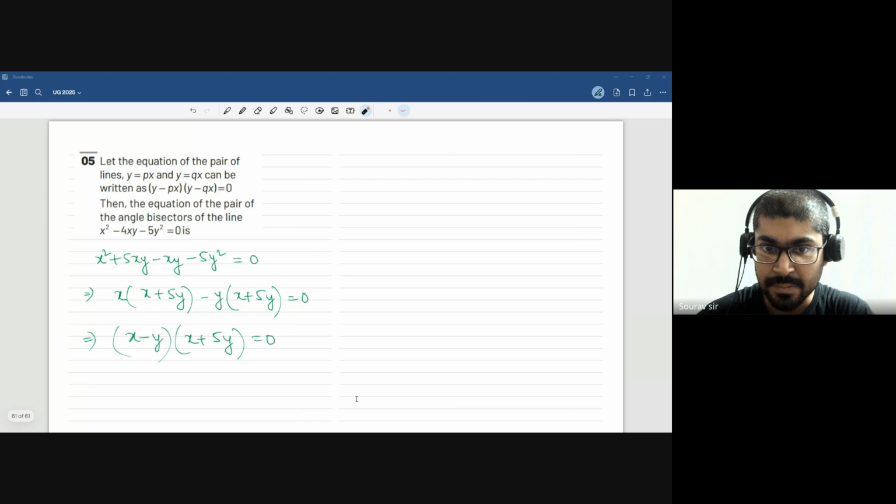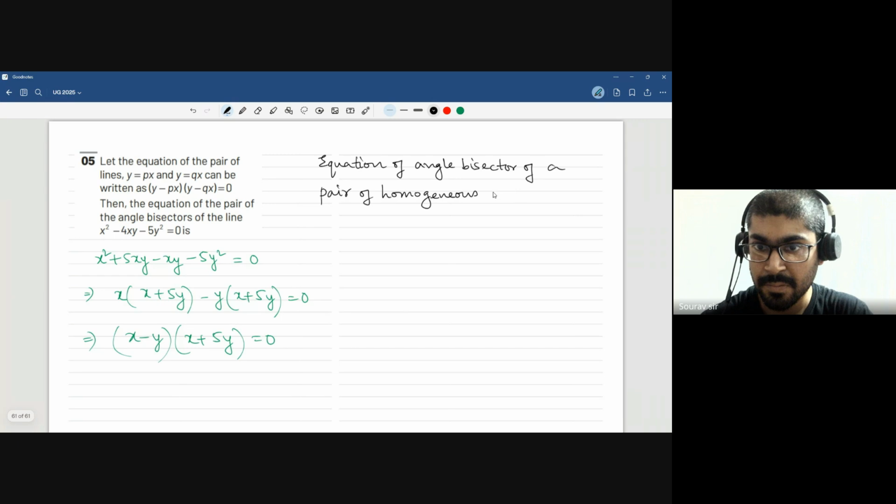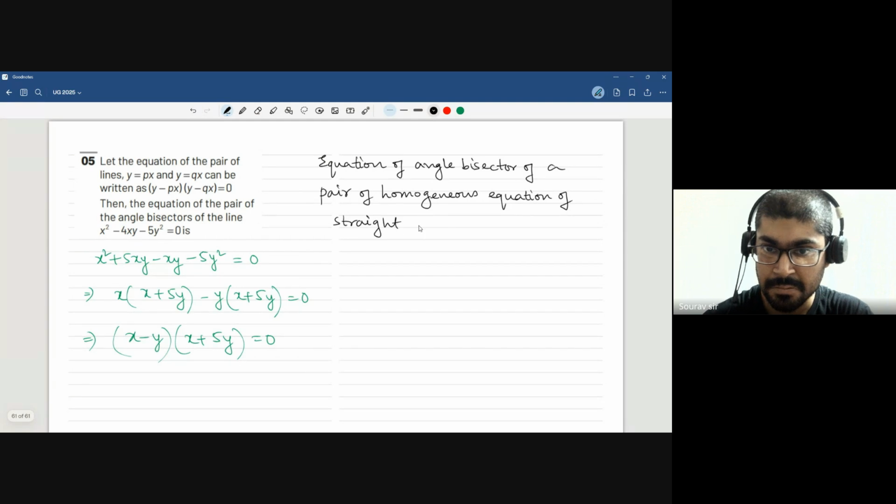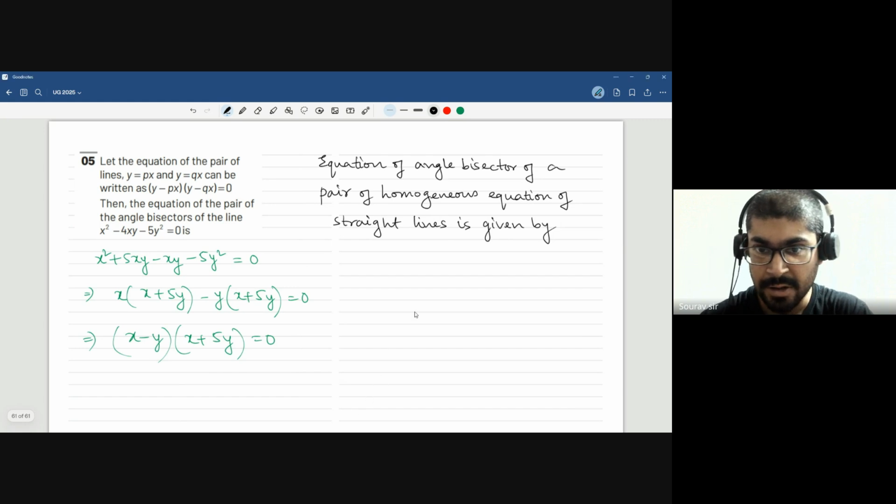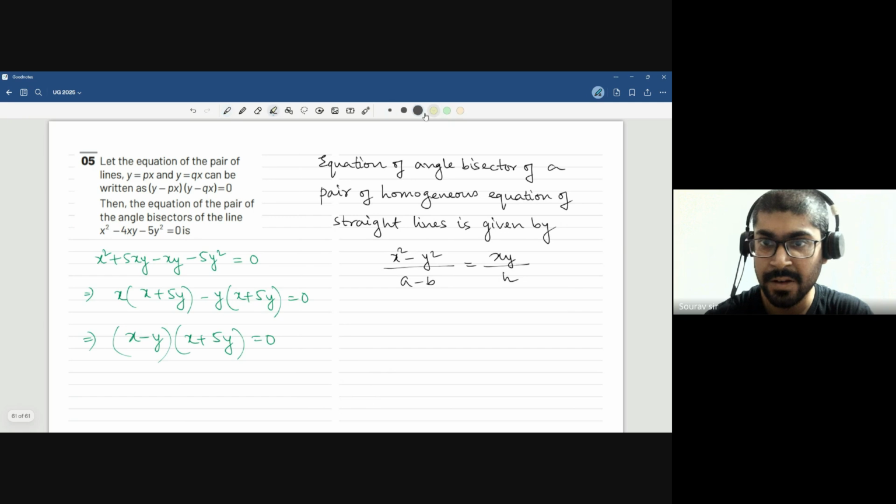So write down this formula. Equation of angle bisector of a pair of homogeneous equation of straight lines is given by, the formula is x square minus y square by a minus b equal to xy by h. Okay, this is the formula.